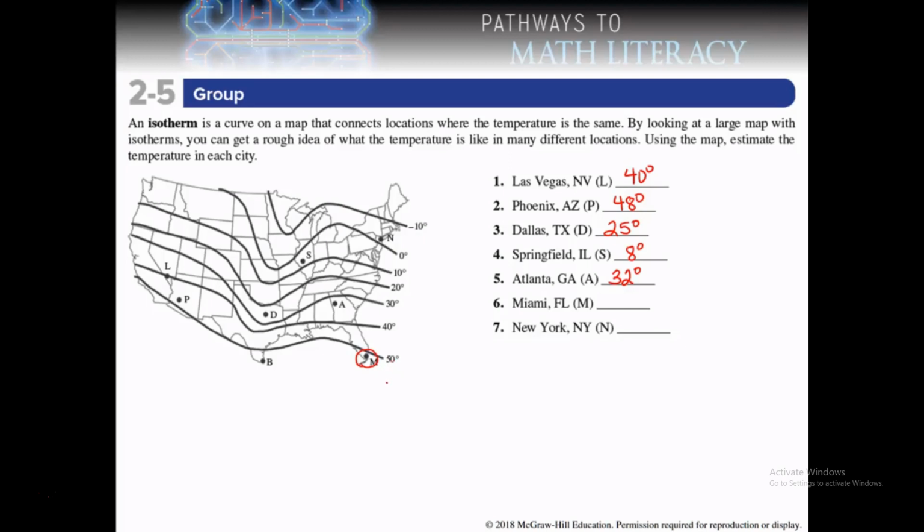And then for 7, we're doing New York, New York. So that is N up here. That's between 0 and negative 10. So the temperature is negative here. It's much closer to 0 than it is to negative 10. So we'll say about negative 1.